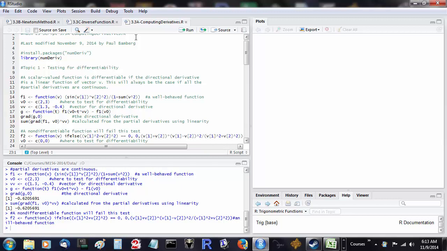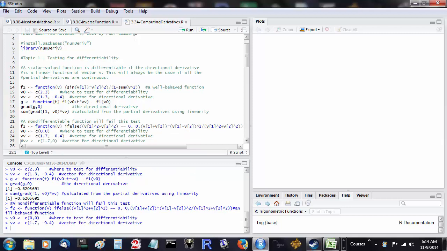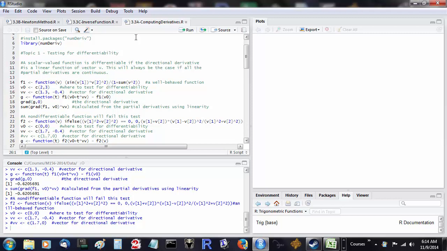It'll be a continuous function, but because you've got that 0 in the denominator, you have to tell R explicitly that if the vector where you are evaluating the function is the 0 vector, the value is supposed to be 0. That's the purpose of that if-else. We're testing at the origin. Pick any old vector for the directional derivative. If you want to try this on your own, you can try with a vector that's directed along one of the coordinate axes. In that case, you'll actually get the correct answer.